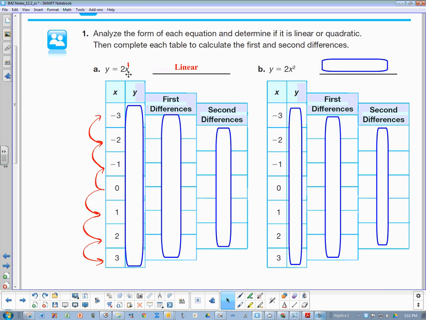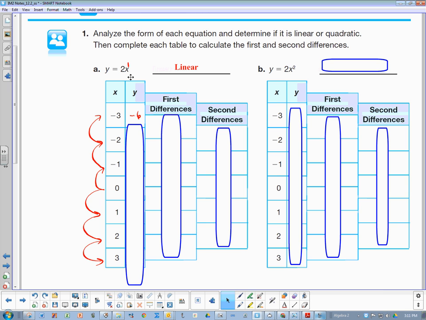When we plug in here, right inside this first box right here, what do you think lies in here? Well, let's take this -3 and plug it in. Okay, if we plug that in, we're going to get -6.